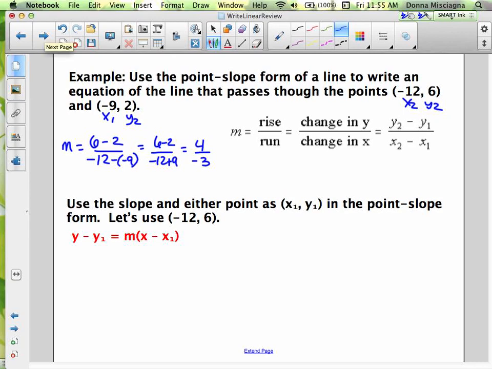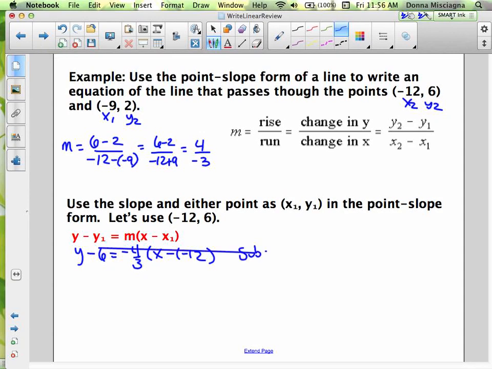You can use either point. I'm just going to use (-12, 6). I won't use both points this time. All right, so we have y minus 6 equals negative 4/3 times x minus a negative 12. All right, here I have some space, so I'll write out the steps.